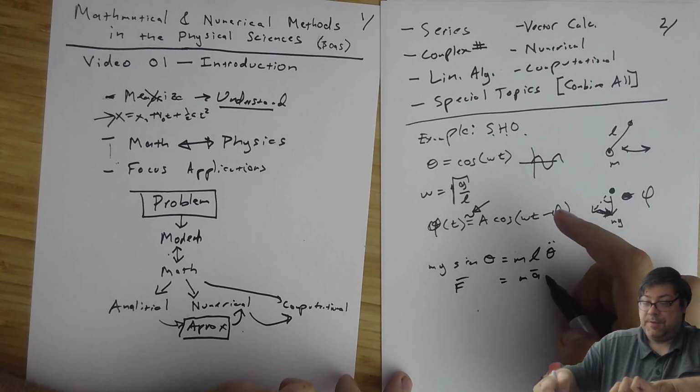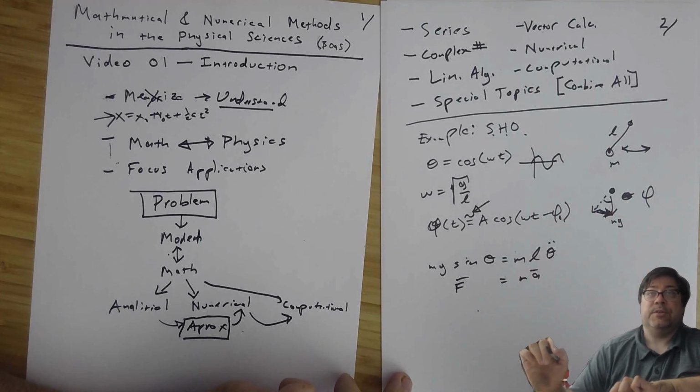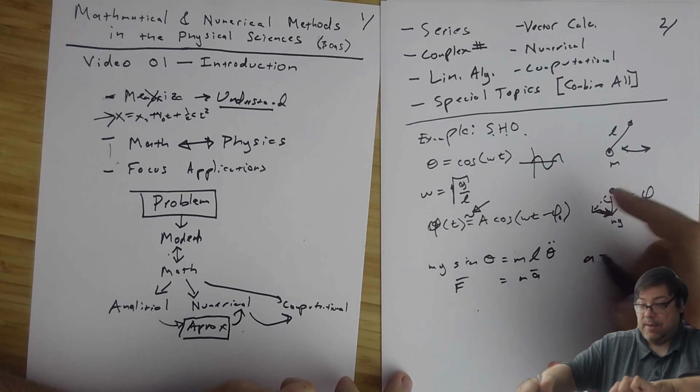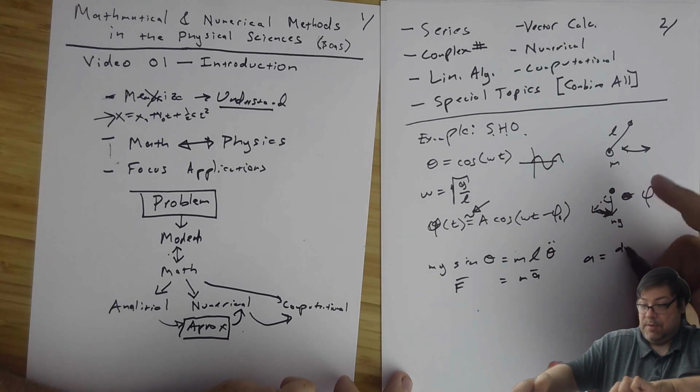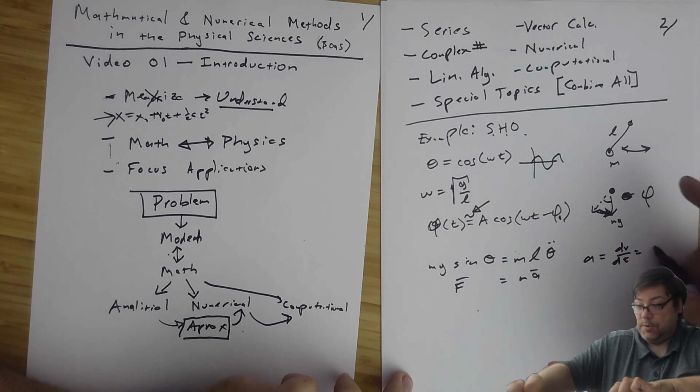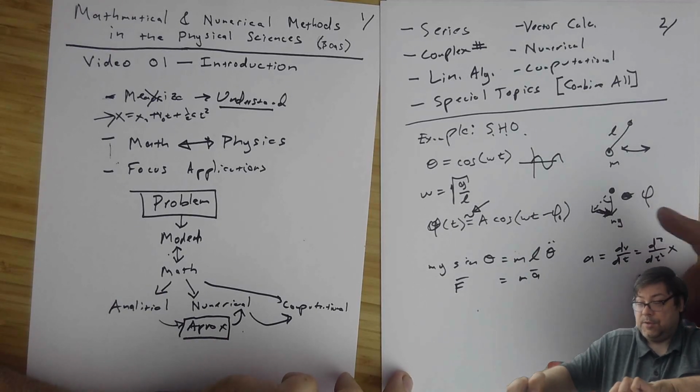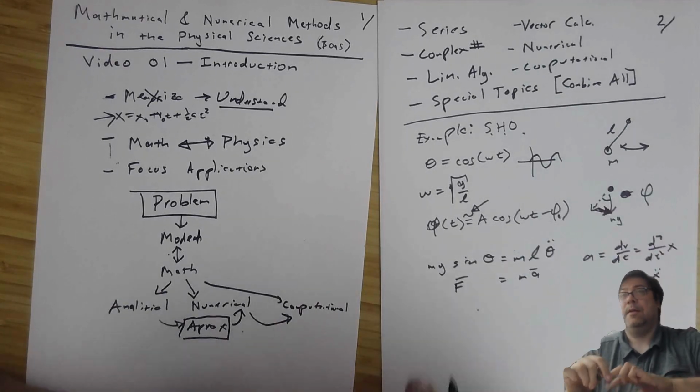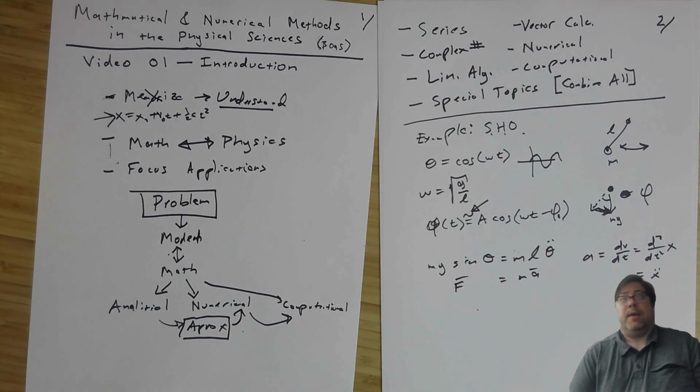Hopefully you've seen the concept that a is just the second time derivative. So a equals dv/dt equals d squared x over dt squared. In physics, we often write this as x double dot. This is just a shorthand way of writing the time derivative.